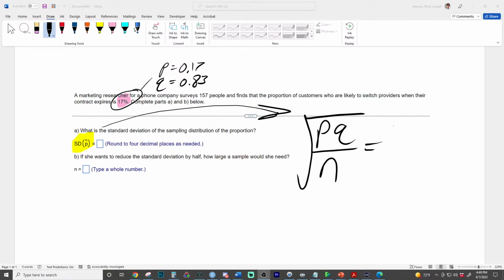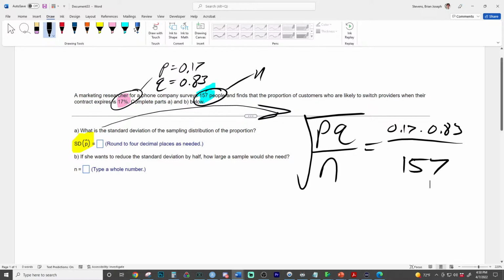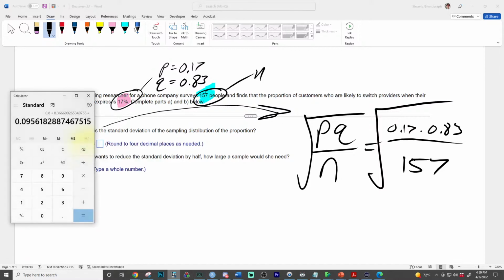We would plug in the numbers right here, 0.17 times 0.83, put over the sample size. Sample size is right there. So sample size is N, 157, square root. And let's go ahead and try it. 0.17 times 0.83. There we go.